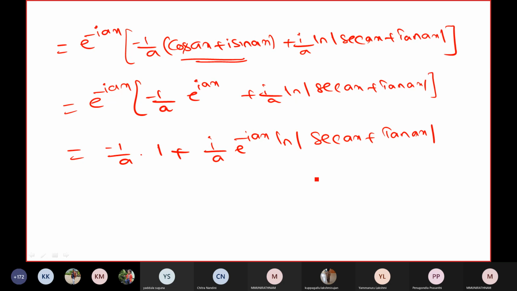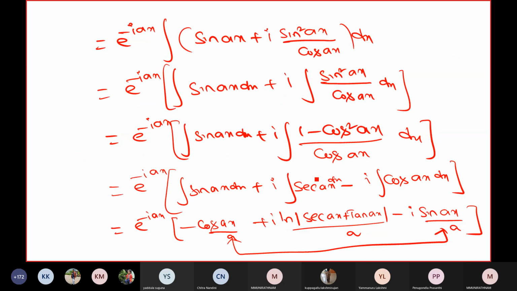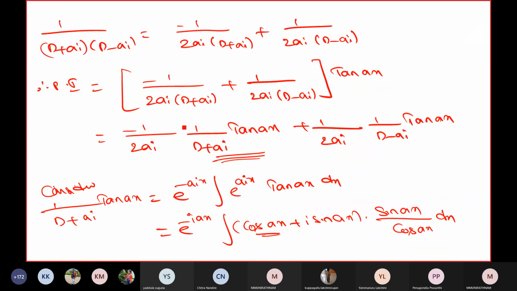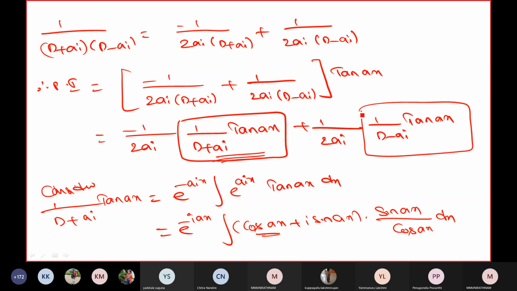So this is what we have, first part. This part relates to that. Now we go for this part. We can write this directly, if you want you can write it directly.